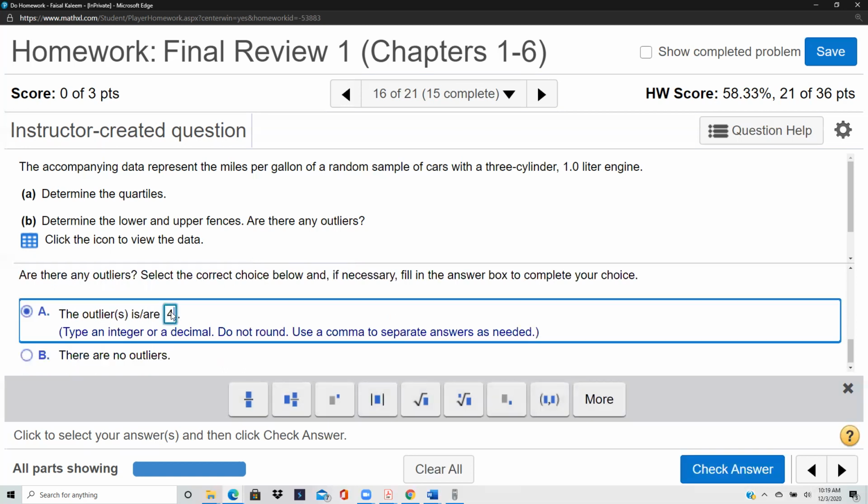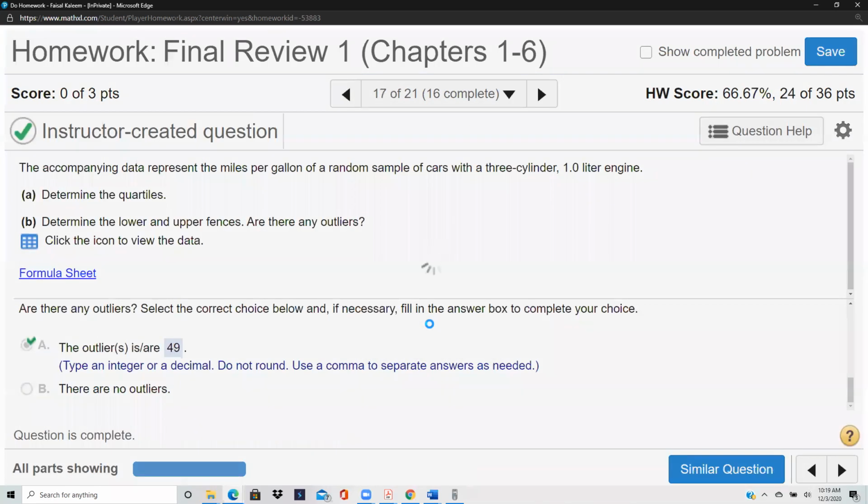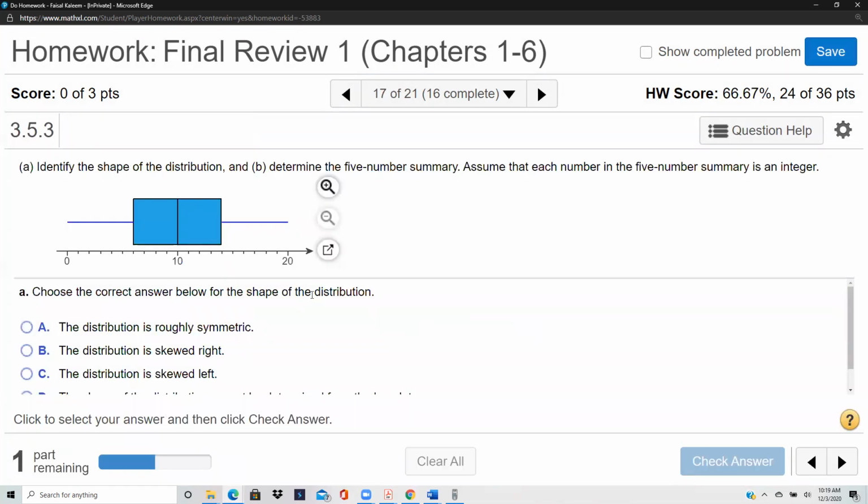It's scary to check all these parts in one go. Yeah, but that's a good practice for the final exam. There you will be checking all the questions in one go, right? There's nobody going to be telling you after every question whether it's right or wrong. Nope.